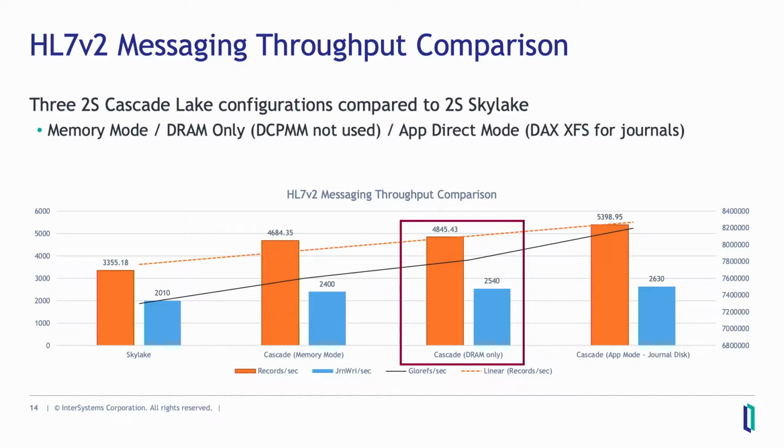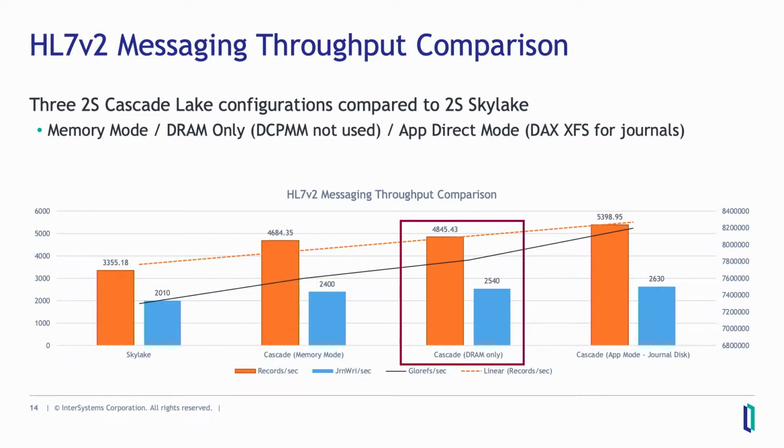but we're not surprised because DCPMM does have an inherent slower latency than DRAM. And with the massive influx of updates, there surely is going to be a performance penalty when comparing DRAM only to DCPMM.